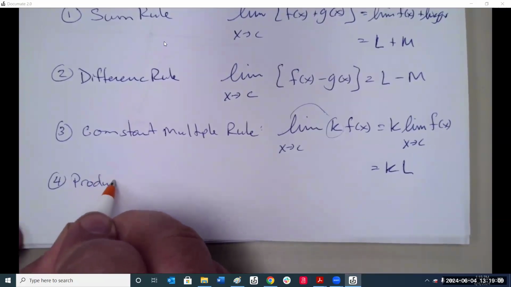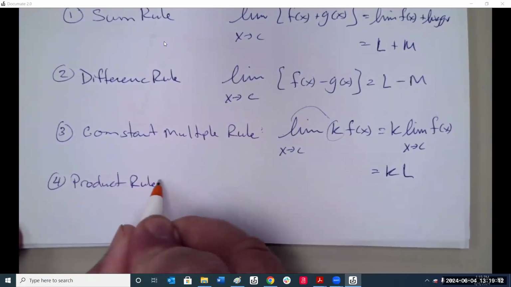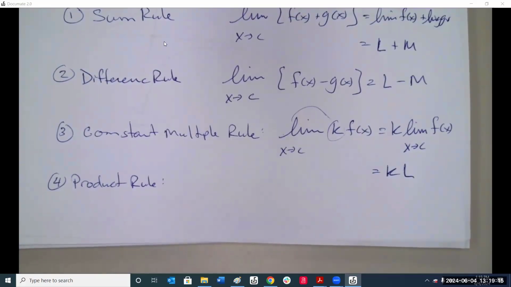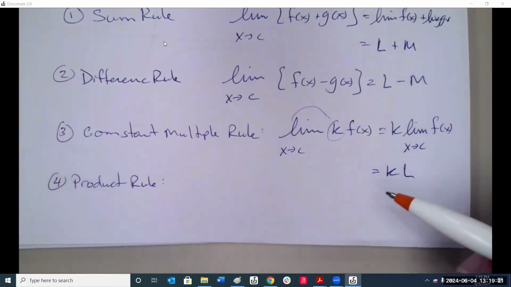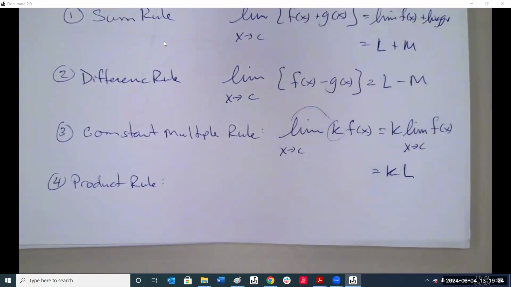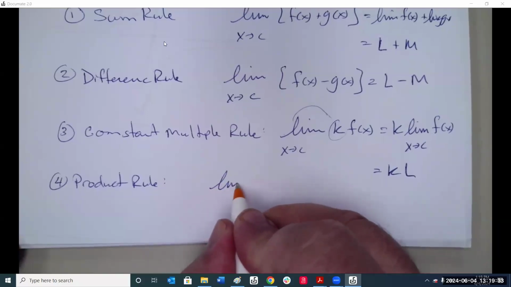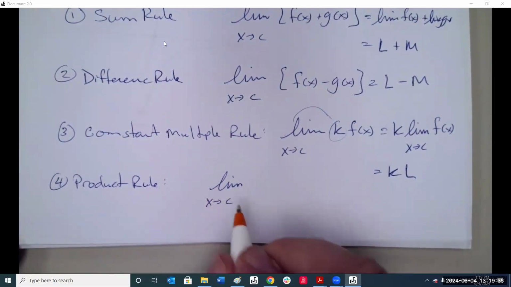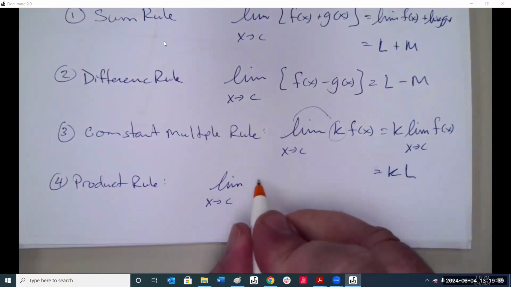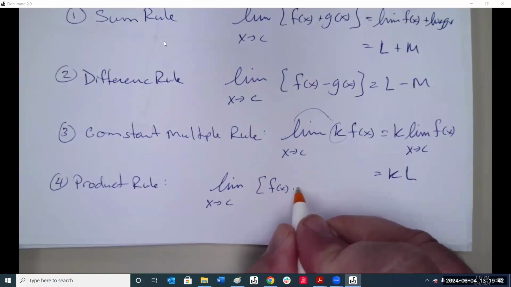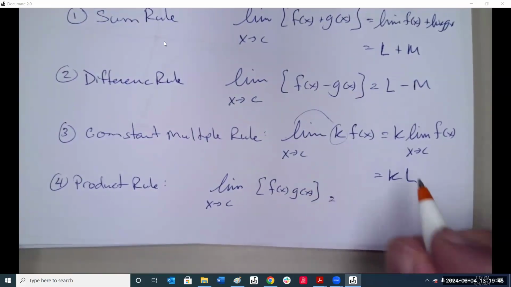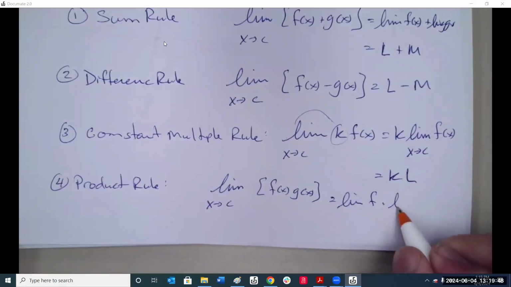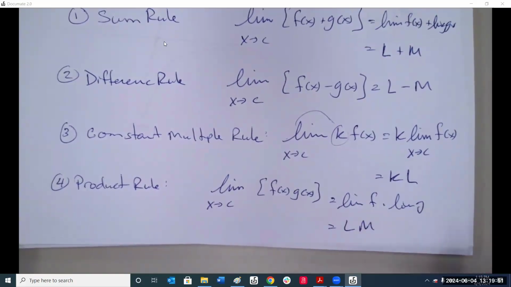Product rule. And the funny thing about it is a lot of these rules are going to be the same when we do derivatives and integrals. They'll look the same. Instead of limits, you'll have derivatives. Instead of derivatives, you have integrals. But they all follow the same logic. So the limit, it is just that simple. f of x times g of x is the limit of f times the limit of g, which is L times M.